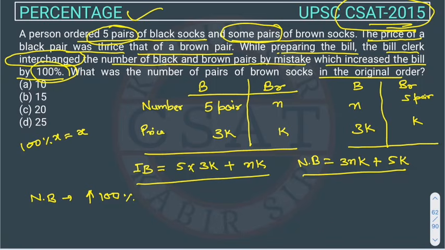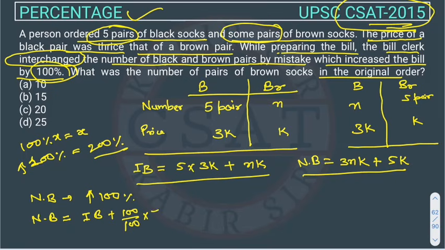If this number got increased by 100%, so it will be 200%, right? Otherwise you can do it through the unitary method: the new bill will be the initial bill plus 100% of the initial bill, because it got increased by 100%. This 100 will cancel this 100. IB plus IB is equal to 2 initial bill.